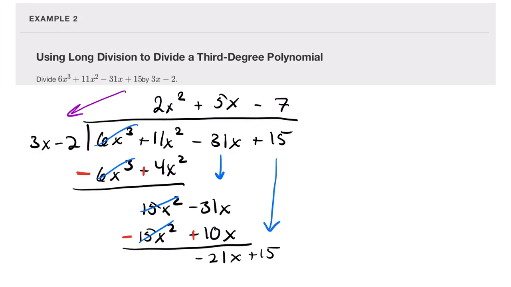All right, so on the diagonal, we multiply. Negative 21x plus 14. So look, we need to distribute a negative. So this becomes positive, this becomes negative. It looks like we have a remainder of 1.